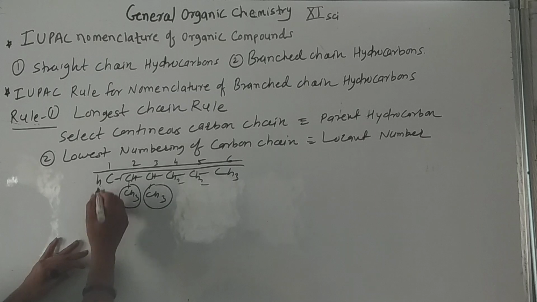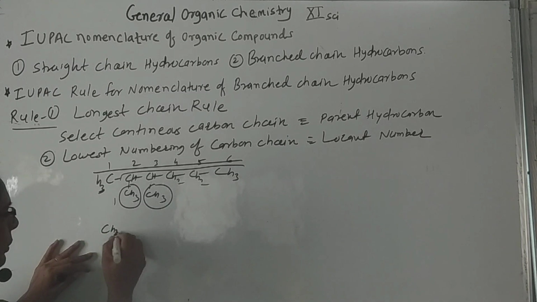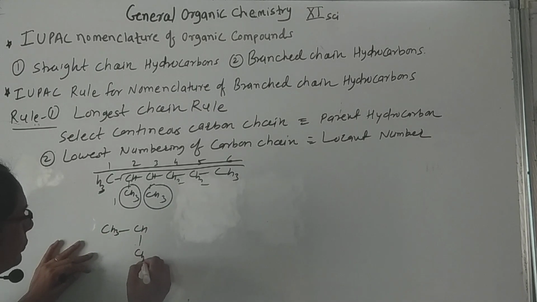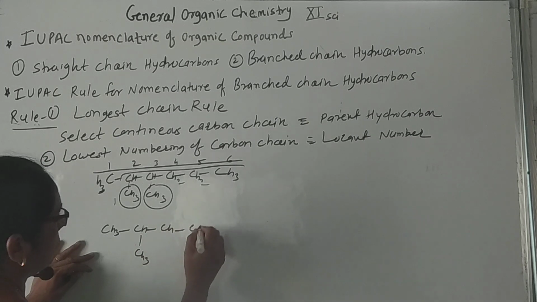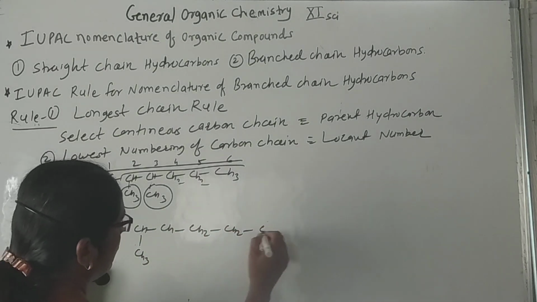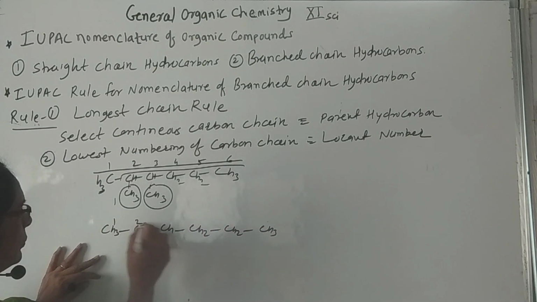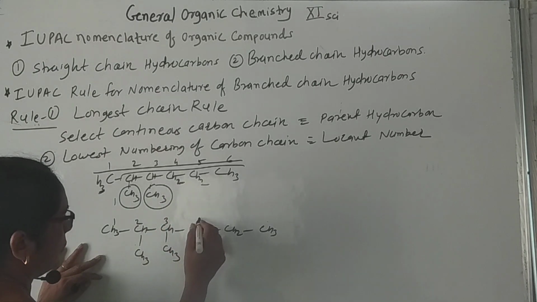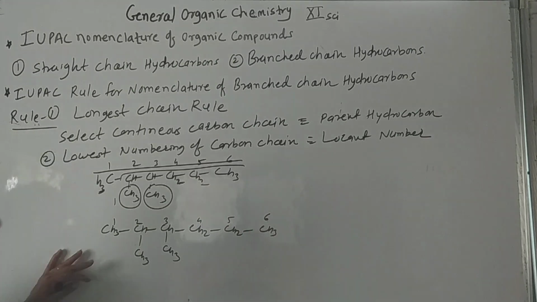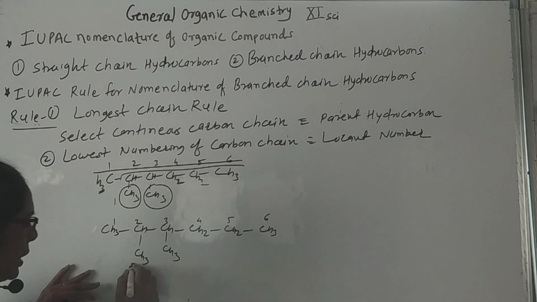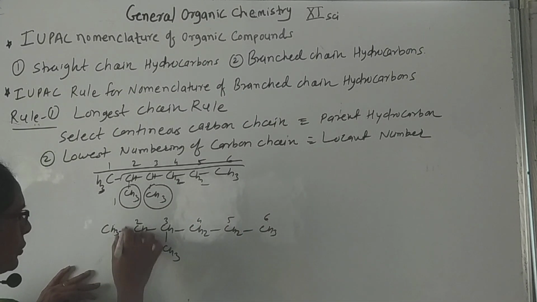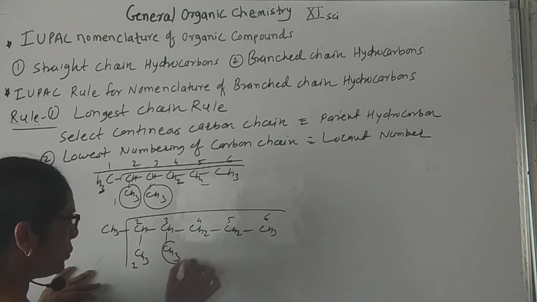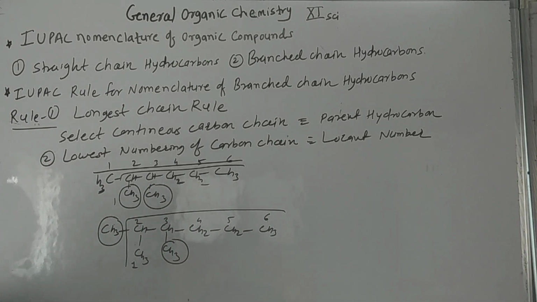When I consider the longest chain this way, in this longest chain I also have 2 substituents. So I have 2 choices, that is this or this. Both choices are equal, so you can go by this or this.